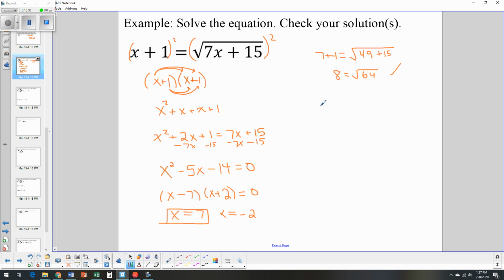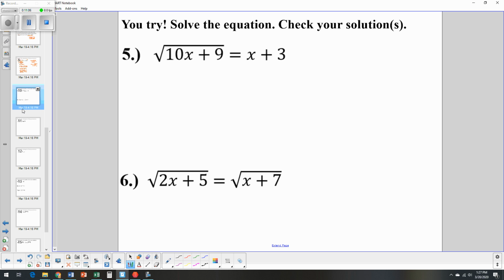Try negative 2. So I'm going to do negative 2 plus 1 equals the square root of 7 times negative 2, negative 14 plus 15. So now what I have here is negative 1 equals the square root of positive 1. And we know when we take the square root of positive 1, we're not going to get negative 1. So that does not work. So x does not actually equal negative 2. That's one of our extraneous solutions.